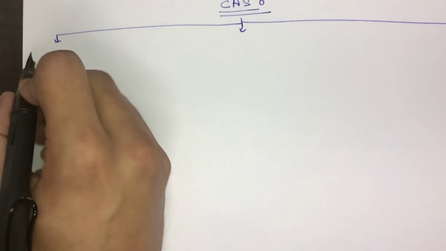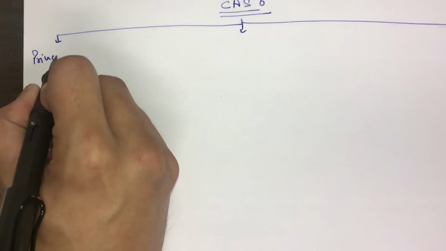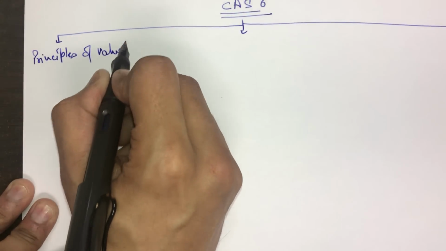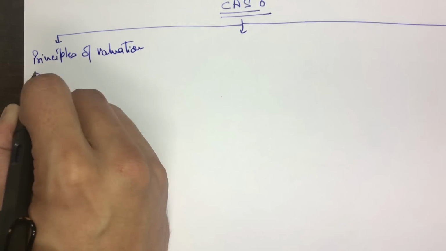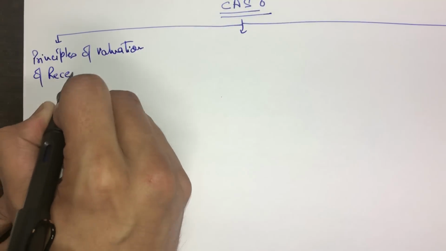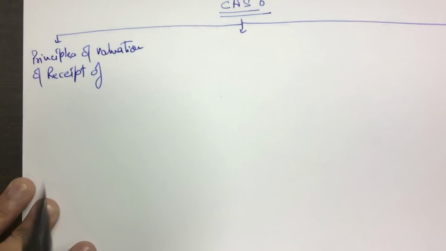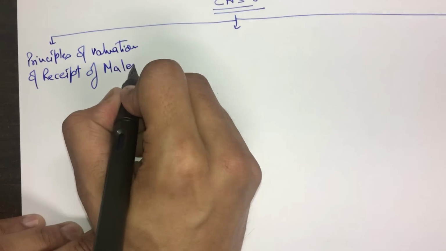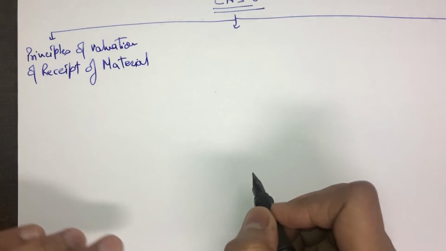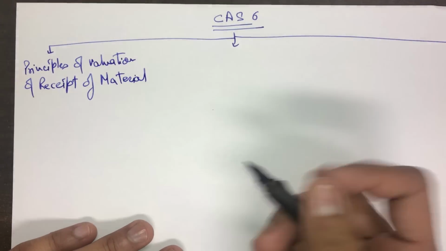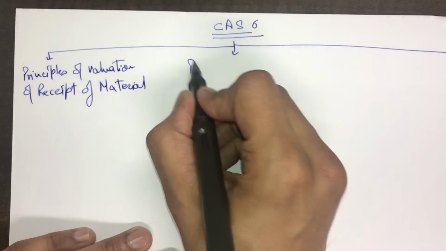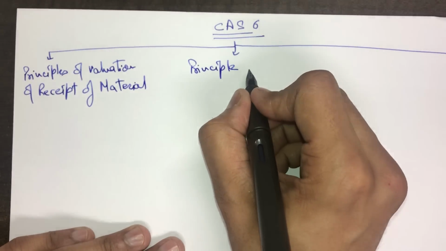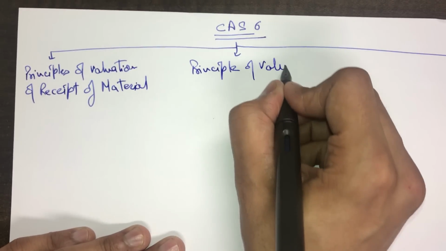Yes, so first of all, we have to see the principles of valuation of receipt of material. So the first element of any material is that it will be received into our factory. So what are the principles which will deal with the receipt of material which is coming to our factory?